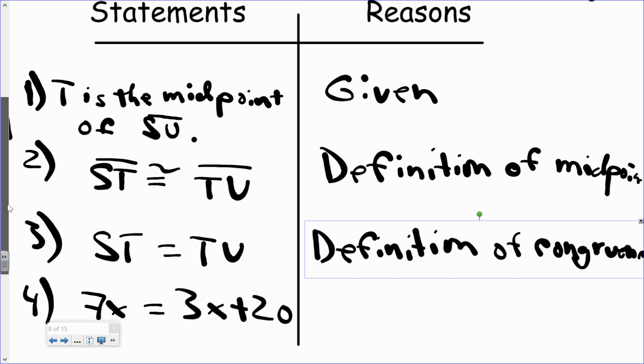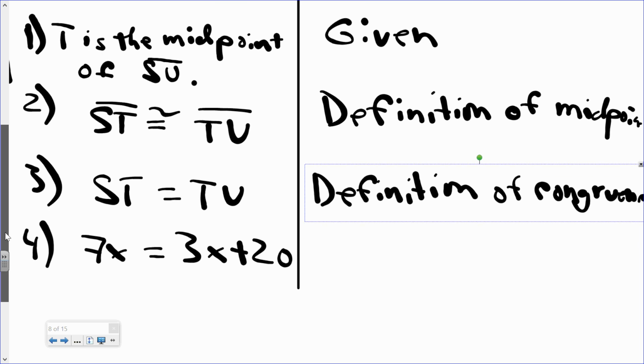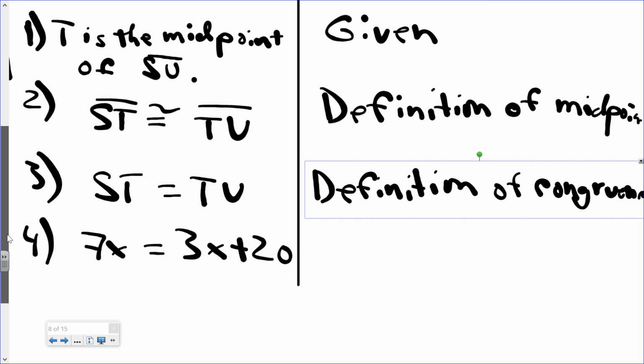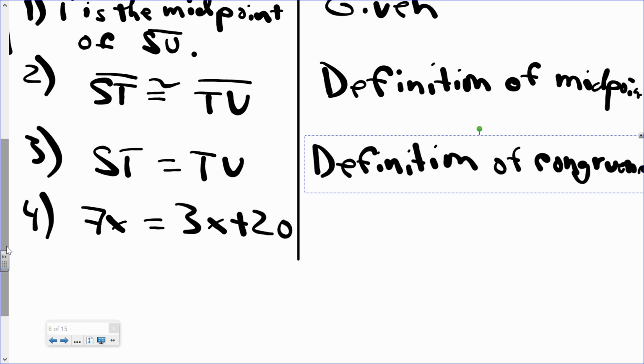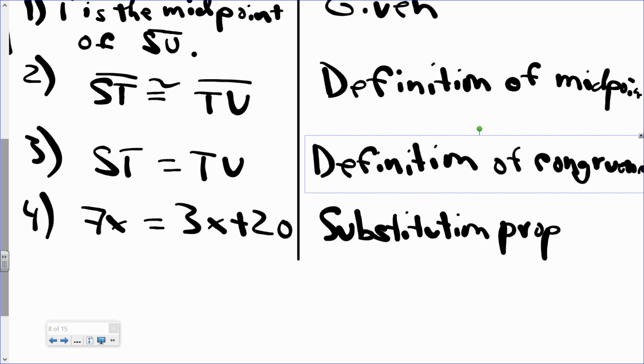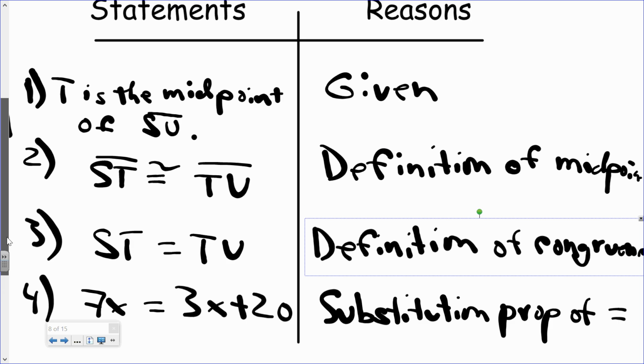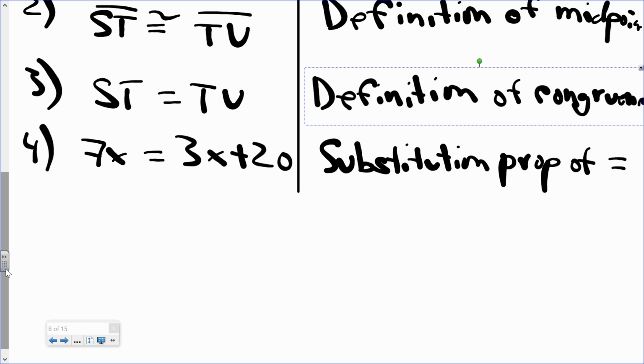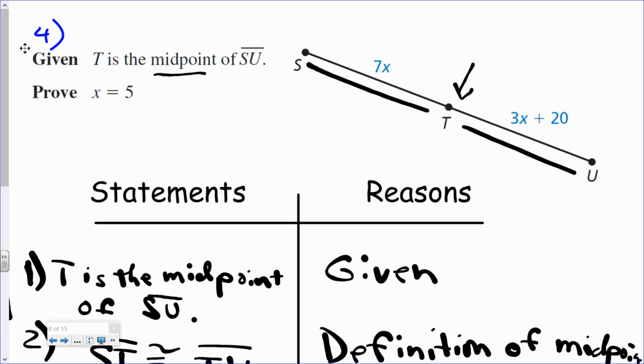What gave me the right to say that? How did I go from statement 3 to statement 4? What gave me the right to go from statement 3 to statement 4? That's kind of weird. One more time. Toscano's on fire. Substitution. Substitution property of equality. We substituted ST with what ST is. Look at, for heaven's sake, look at the picture, you guys. ST is 7x. So I substituted ST with 7x, and then I substituted TU with 3x plus 20. It's in the picture.